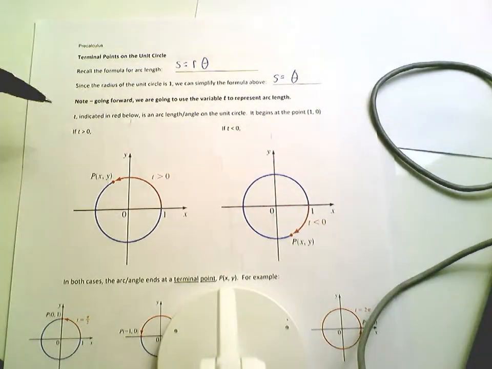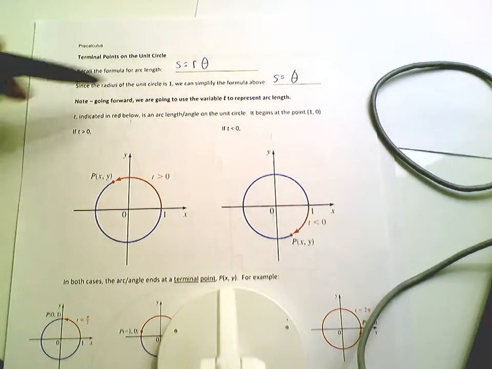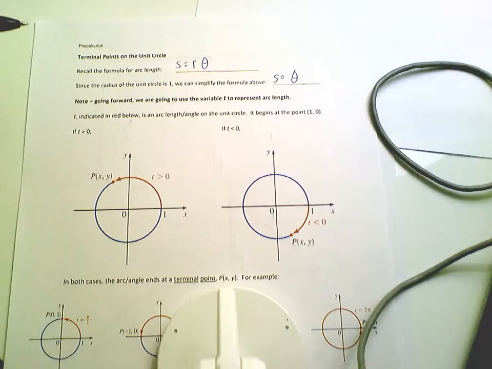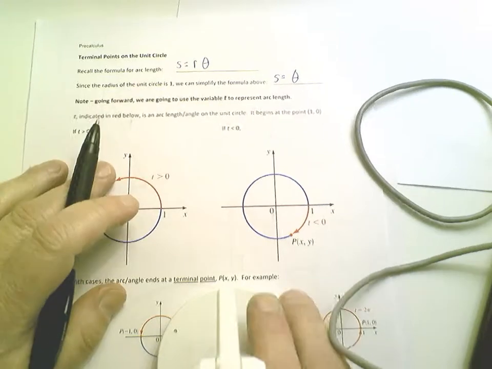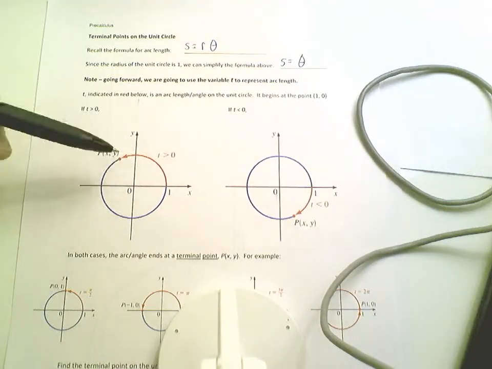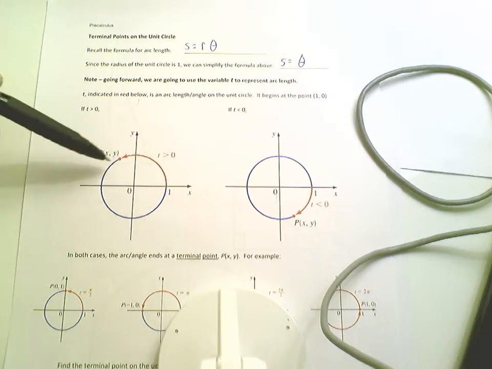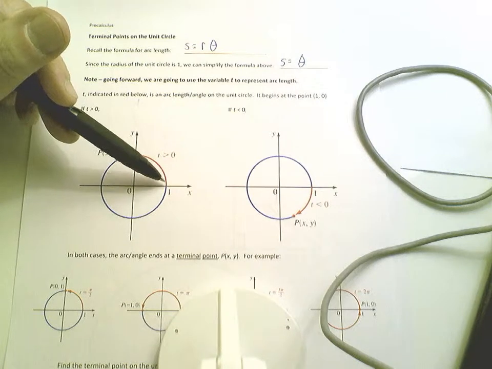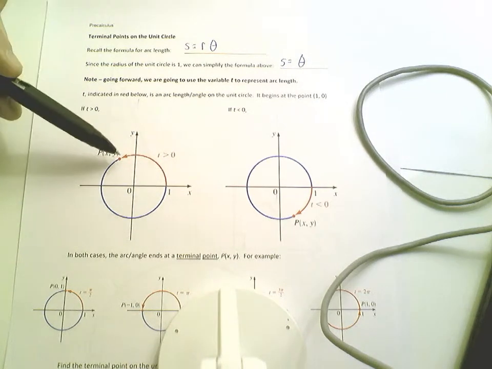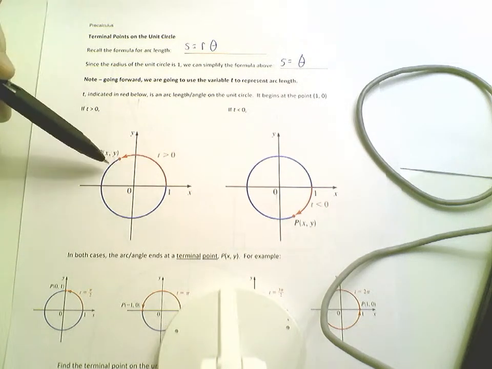And one thing just to note, going forward, we're going to use the letter T rather than S to represent arc length. So, here's an example of a terminal point, xy. Its arc length would be T radians. Notice that we're going in what direction? We are going in a counterclockwise direction. That always means a positive angle.